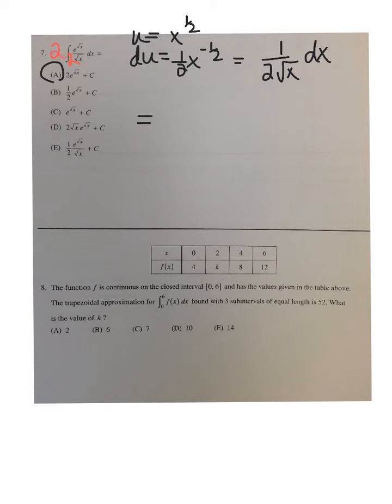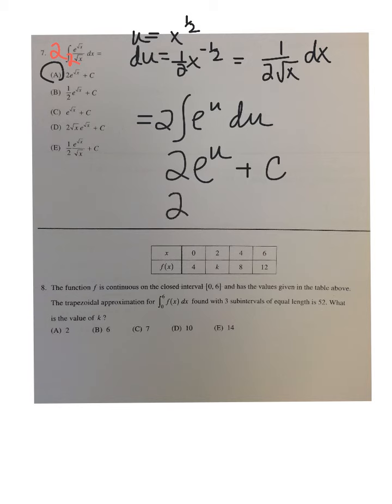So then what that gives me is 2 times the integral of e to the u du. And you should remember when we integrate e to the u, it's just e to the u plus c, but don't forget the 2 in front. And now I just plug my u back in, which is 2e to the x to the 1/2 power, which is really a radical x. And there's your answer of A. All right, number 8, the answer is D.